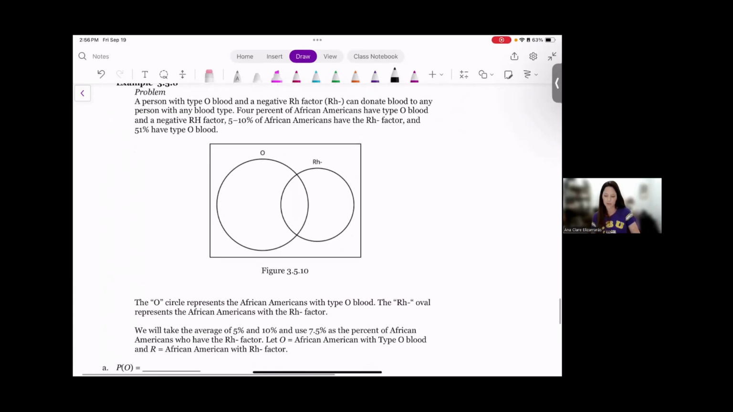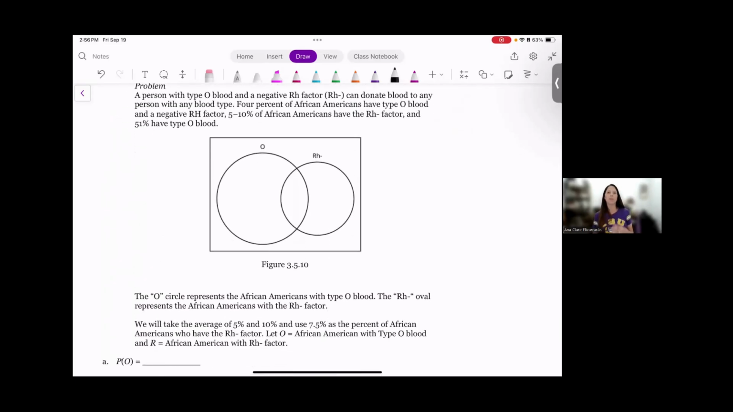Our last question deals with blood type. A person with type O blood and a negative RH factor can donate blood to any person with any blood type. They're a universal donor. 4% of African Americans have type O blood and a negative RH factor. 5 to 10% of African Americans have an RH negative factor, and 51% have type O blood.